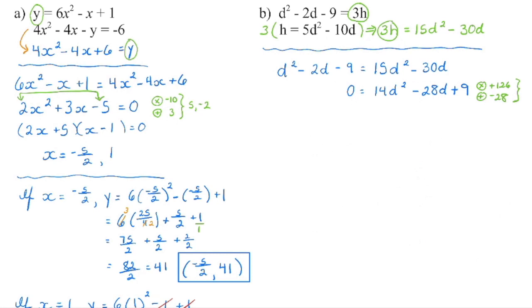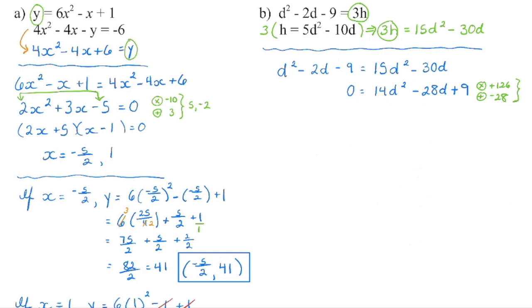They're both quadratics, so I'm going to move the smaller coefficient over. So this is going to become 14d squared, and then we're going to move all those other terms over to get 0 on the left. Check if this is factorable. There is no greatest common factor. If we multiply 14 times 9, are there two numbers that multiply to 126 and add to negative 28?